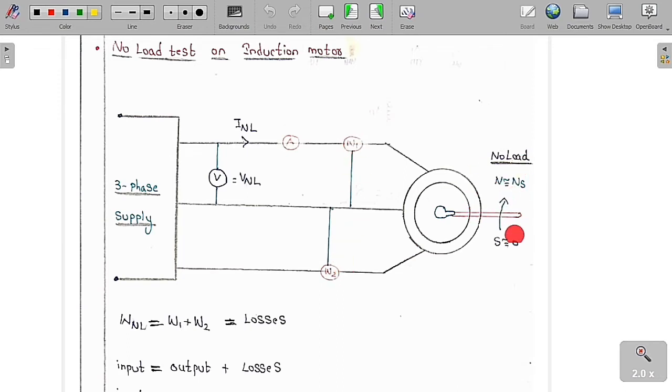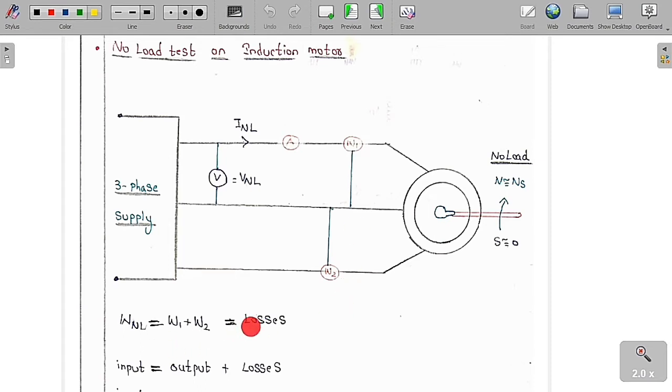You can see clearly here that at no load, we are not going to keep any load. So definitely NR is nearly equal to NS, so slip is nearly equal to 0, because rotor speed is nearly equal to synchronous speed at no load condition. With this, we will move forward to analyze everything in this no load test of induction motor. So what are the no load losses? At no load, the amount of power drawn by this induction motor is W1 plus W2.